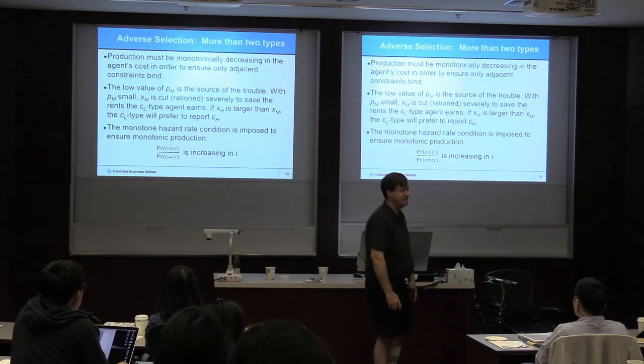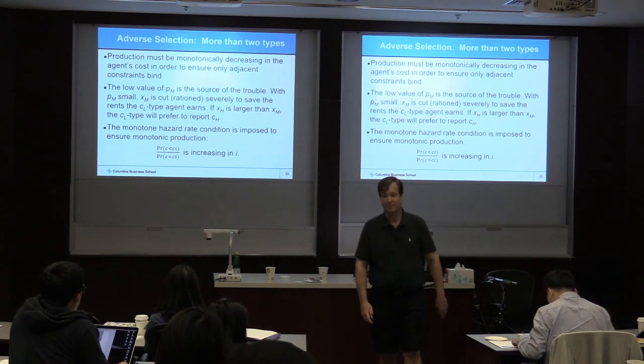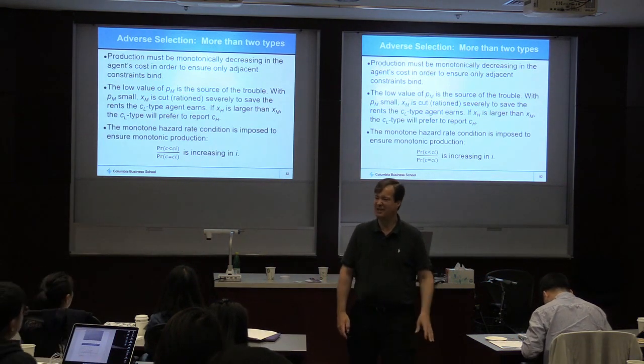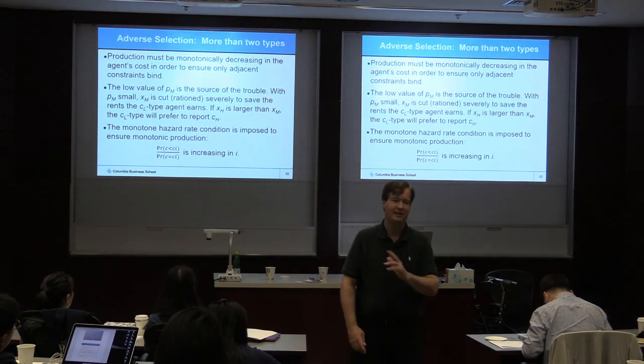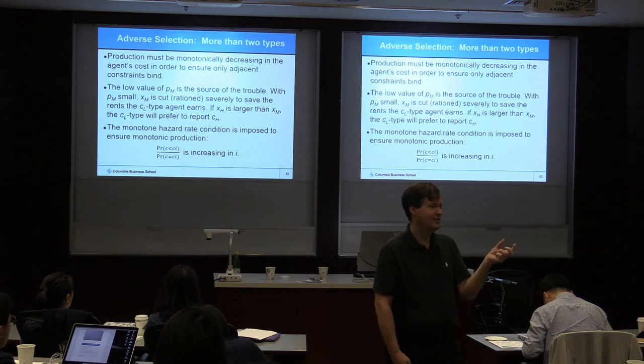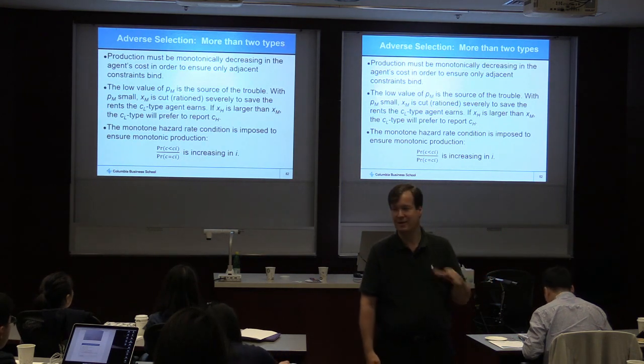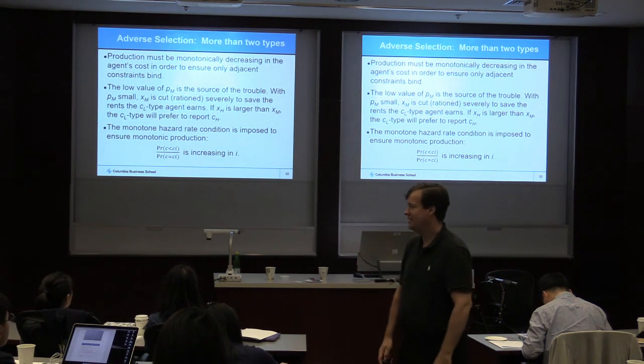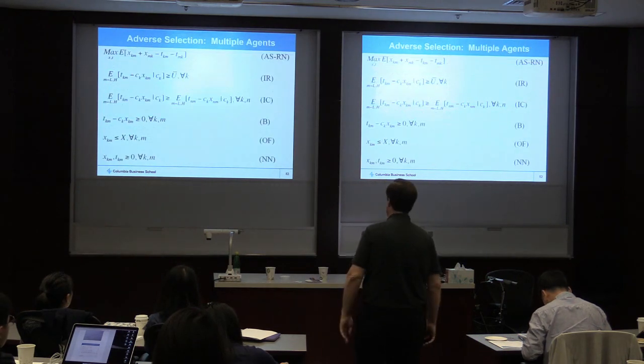The monotone hazard rate condition ensures that production is monotonic. Okay, so if you see monotone hazard rate, they're trying to make sure that the adjacent constraints are the only ones you have to consider, which works out nicely if you've got monotonic production. So you need a condition like that to get monotonic production.